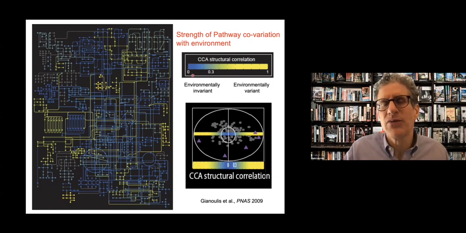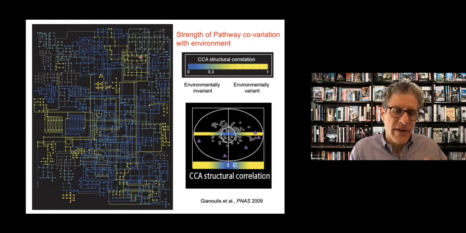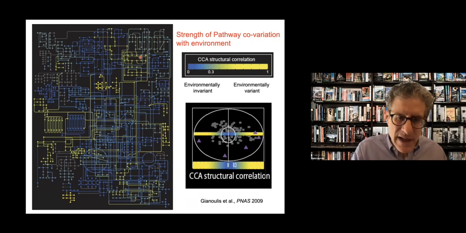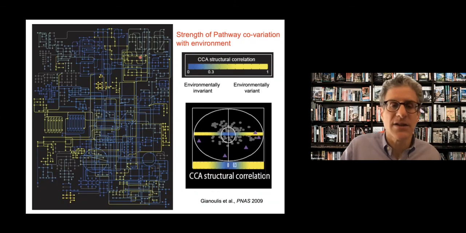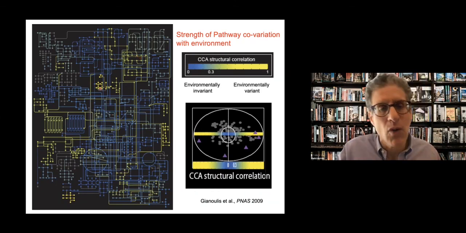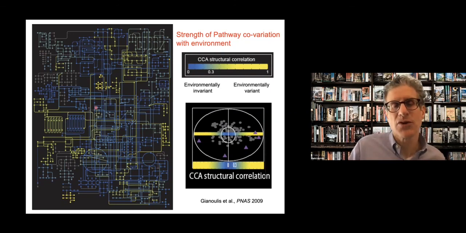So now what you have is really quite nice. You have a coloring from blue to yellow, that's the projection, and the things that are yellow are the pathways that are most correlated with the environment. So you can actually look at the chart and see which things in the metabolic network, which pathways, are most correlated with the environment. And that's these yellow things here.